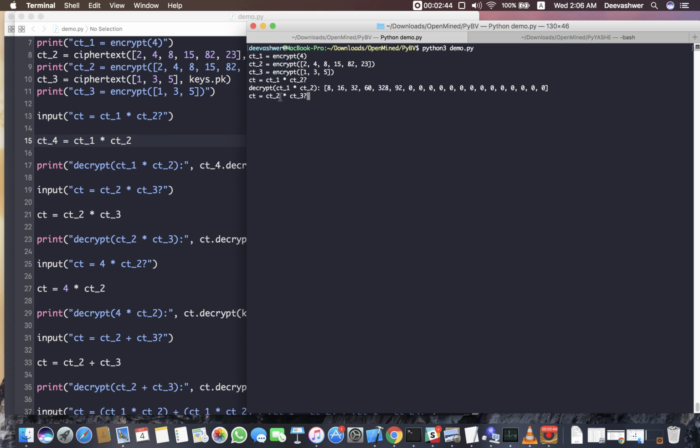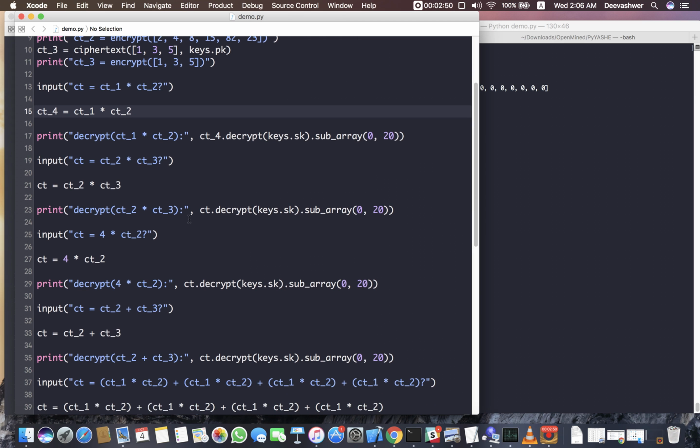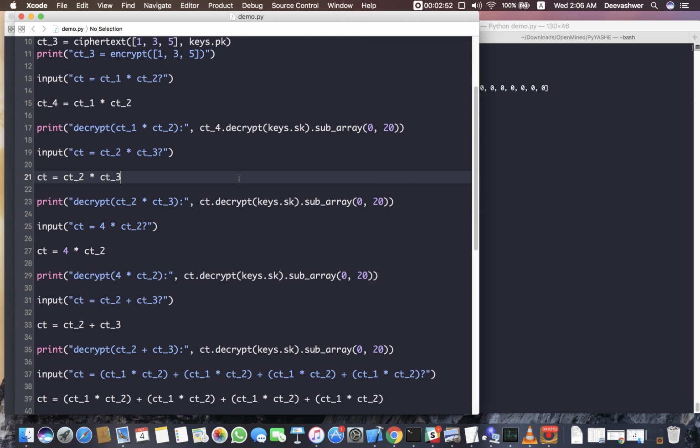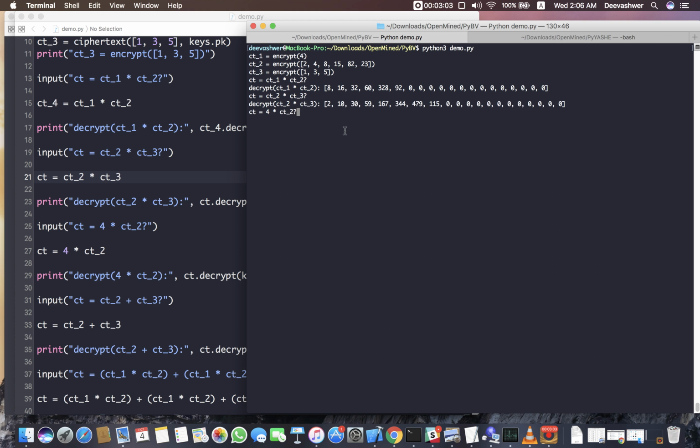Okay. So this is the decryption output. It is exactly what we expected. The next part demonstrates multiplying ciphertexts that have encrypted 2 lists of integers.